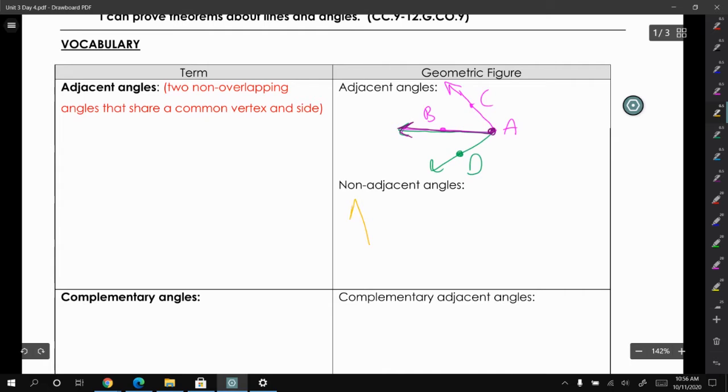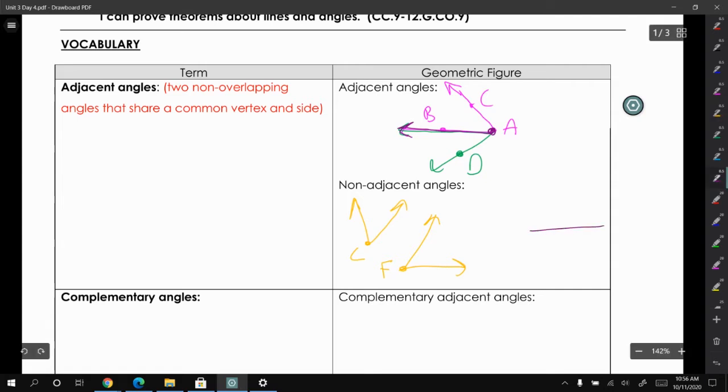Non-adjacent angles, that would be like angle C and angle F here, because they're not joined. They don't have a common vertex.